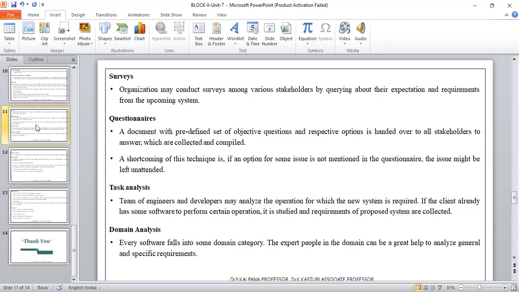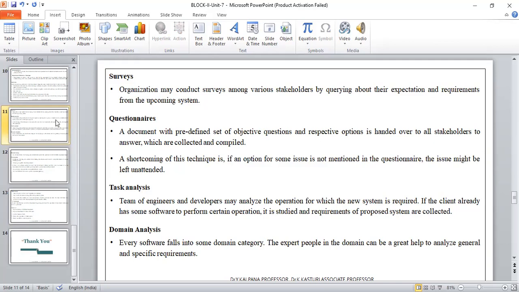Organizations may conduct a survey among various stakeholders by querying about their expectations and requirements from the upcoming system. They will conduct a survey. Based upon the number of members giving support for an item, they will elicit the requirements. All the stakeholders will be in the survey, and a set of predefined questions will be there. Then a set of options will be there. They can select the respective options. All the stakeholders will be given a chance to select and give answers for the questionnaire.